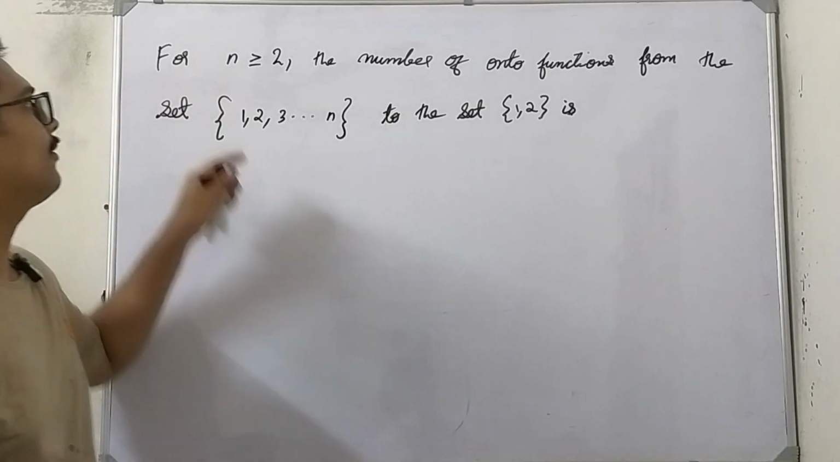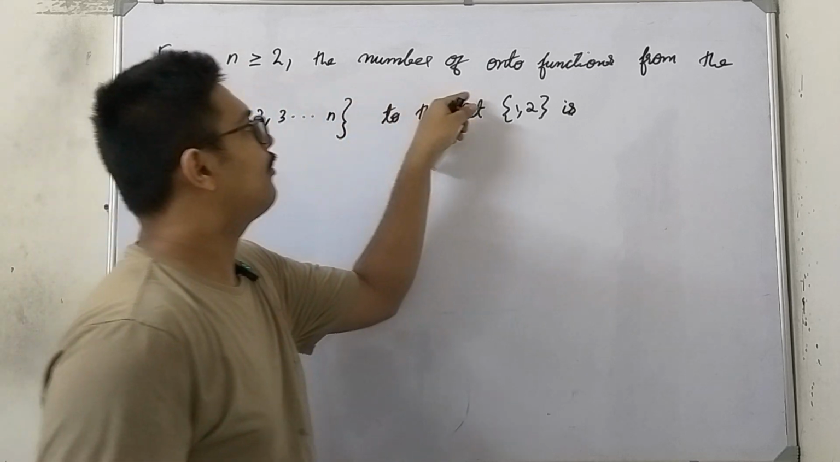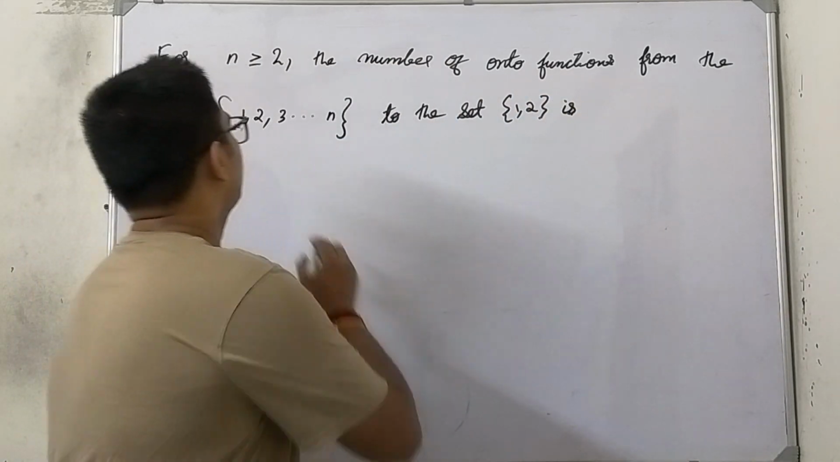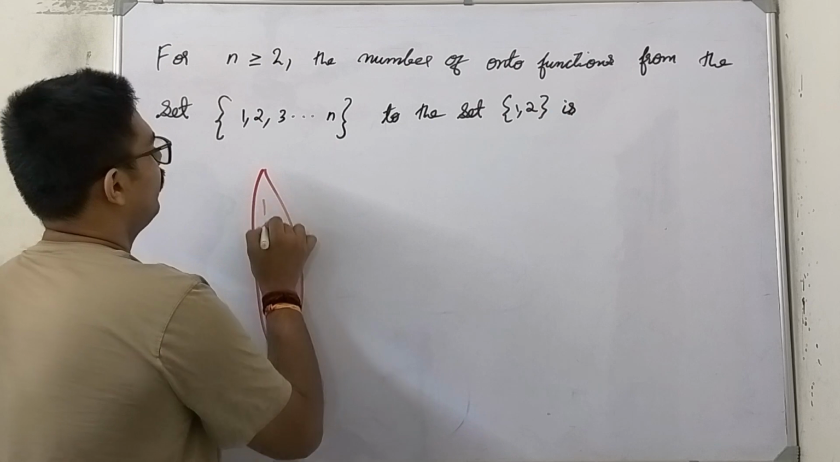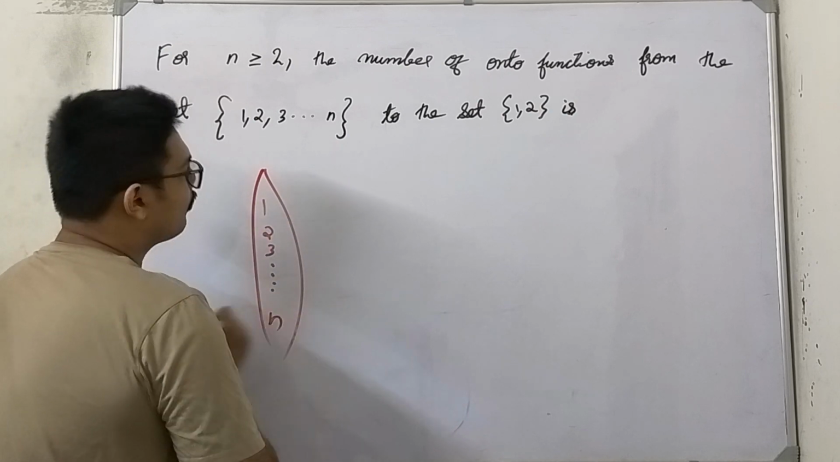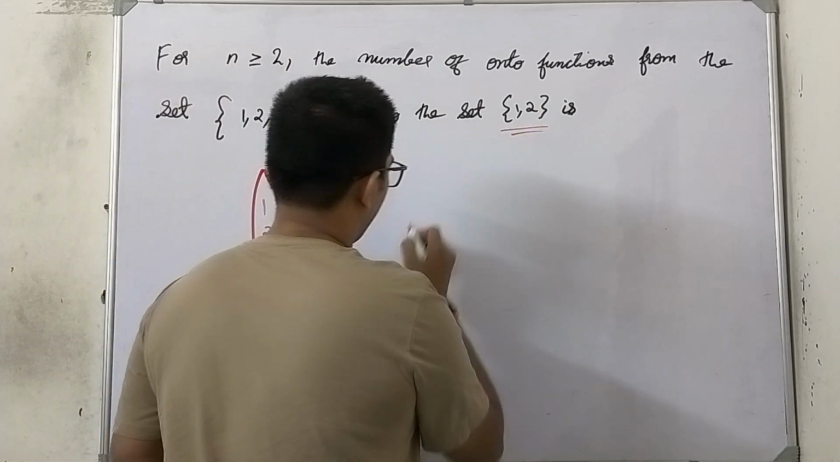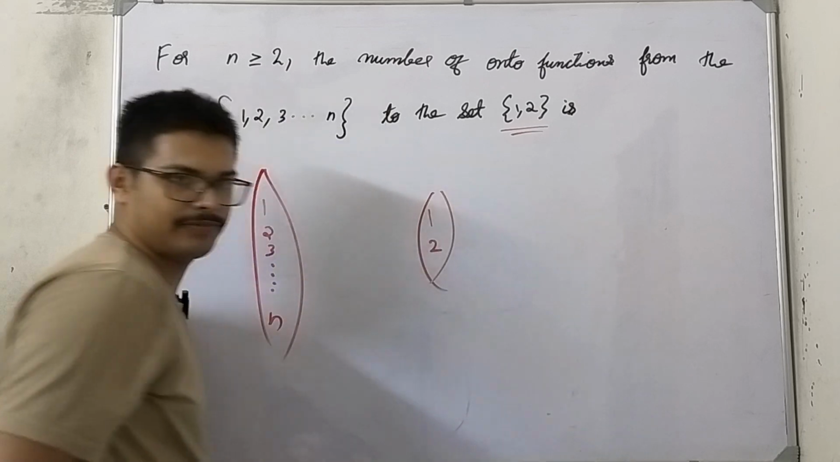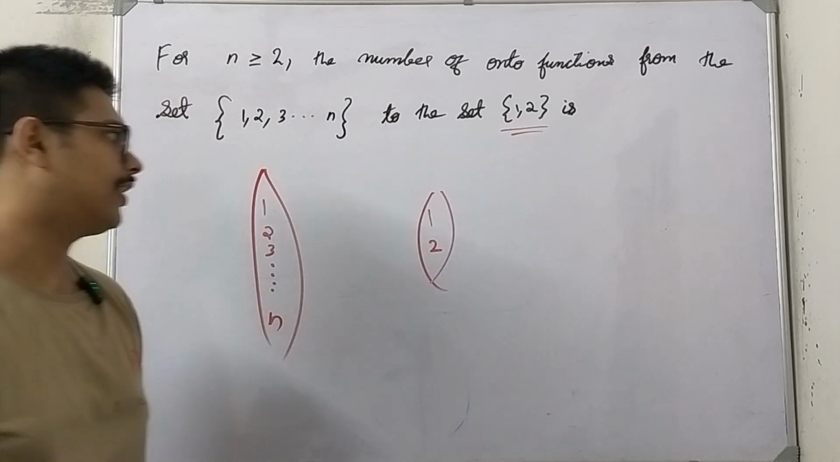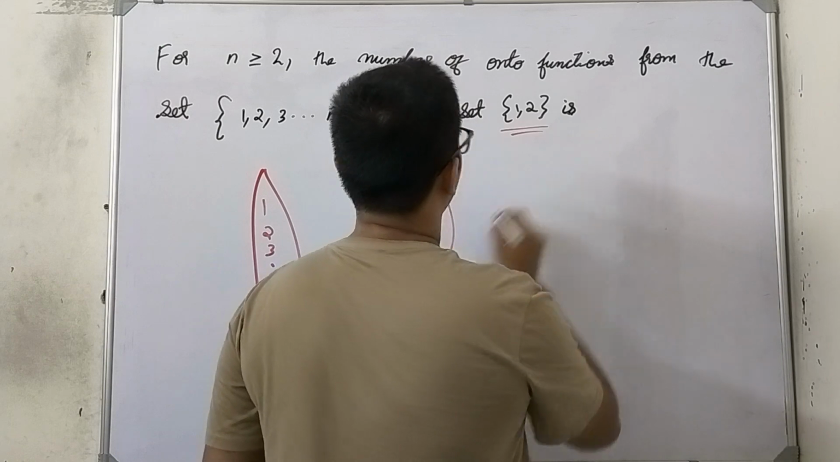Let us solve this question. For n greater than 2, the number of onto functions from the set 1, 2, 3, ..., n to the set {1, 2}. Now we need to find the number of onto functions. What is an onto function?